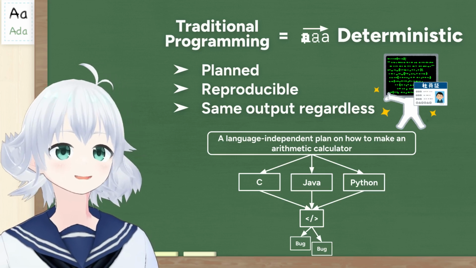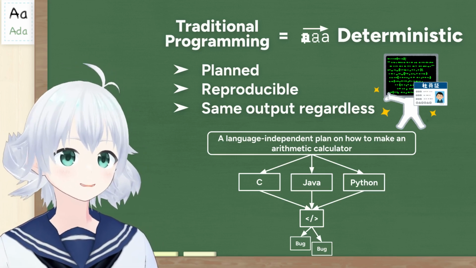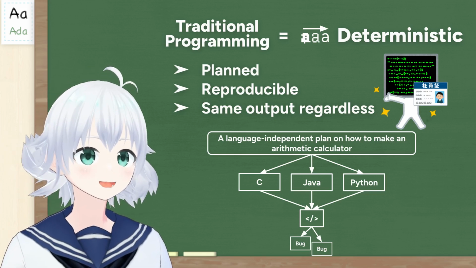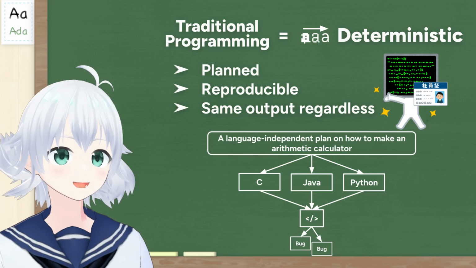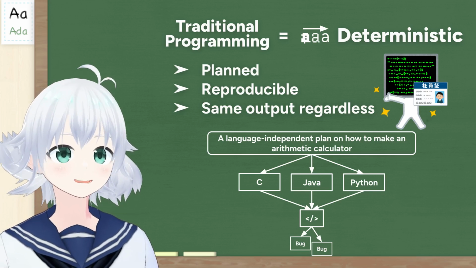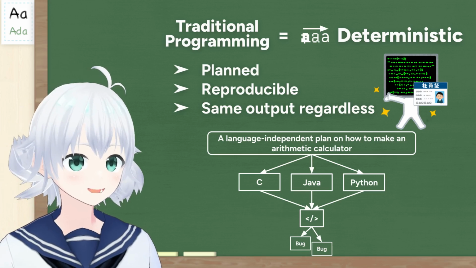0 divided by 0 will always be a division error. 1 plus 1 always equals 2. Again, no matter how much I repeat this process, it's always going to be the same output. And that is how traditional programming, coding by yourself, is deterministic.